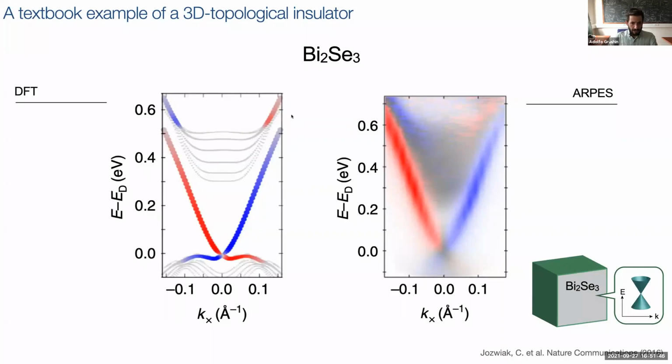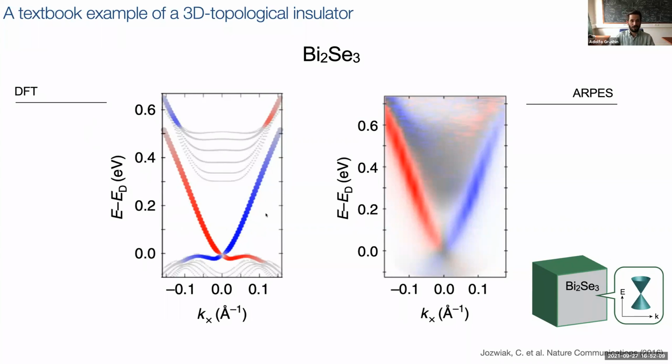So I told you about bismuth selenide. Here's another cut on the ARPES, this photoemission experiment that now resolves spin. So you can see that spin up and spin down live on different sides of a cone. And this matches what the expectation from DFT would be, so some ab initio method.